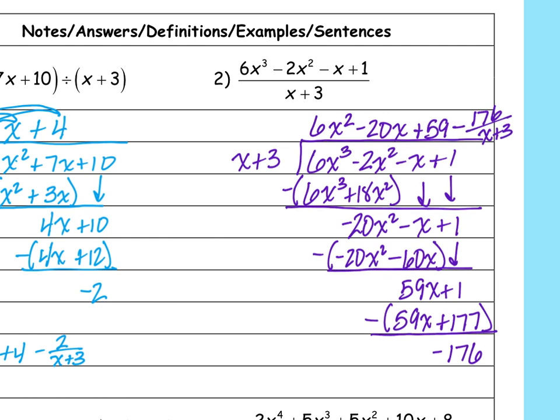Now, are there answers that do not have a remainder? Yes. When I get down to this bottom, there are equations that would have a remainder of 0. Then I wouldn't have that little fraction on the end, right? Because there are sums that have remainders of 0.